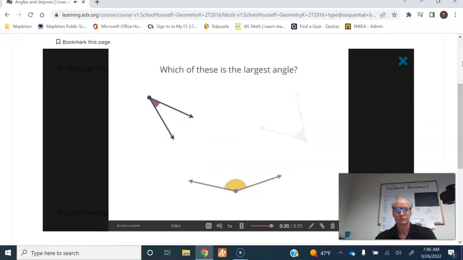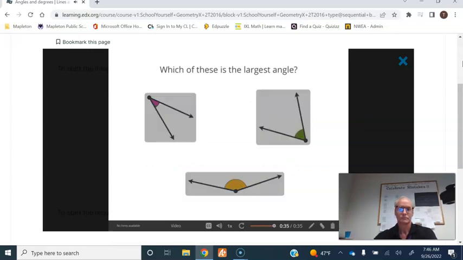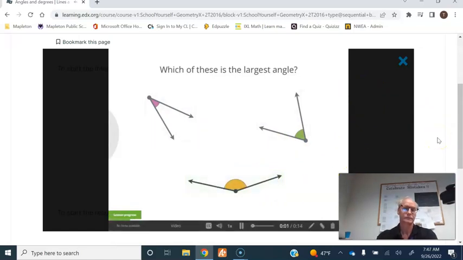Now let's draw in 3 more angles. Which of these 3 angles would you say is the largest? I'm going to call this one purple, green, and yellow. And of course, the yellow one is the largest. Exactly. This angle down here is the largest.